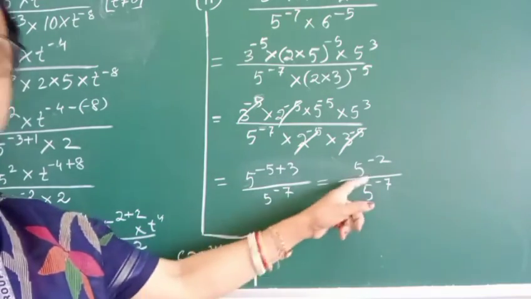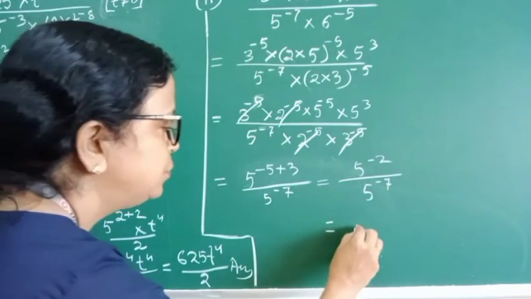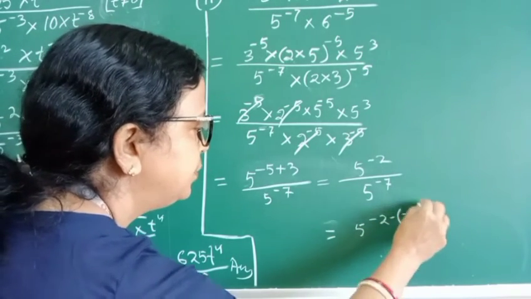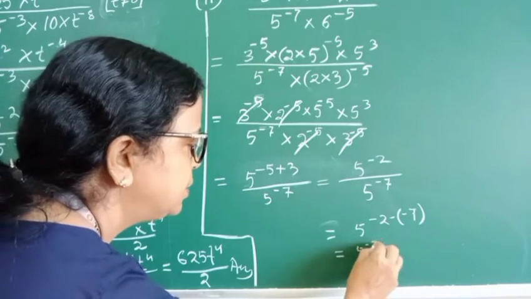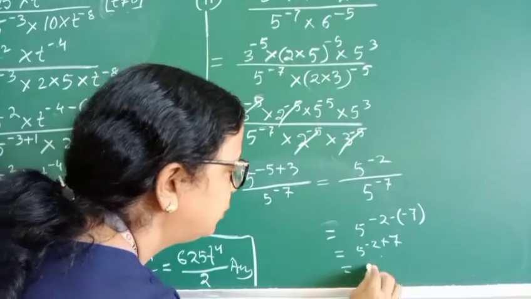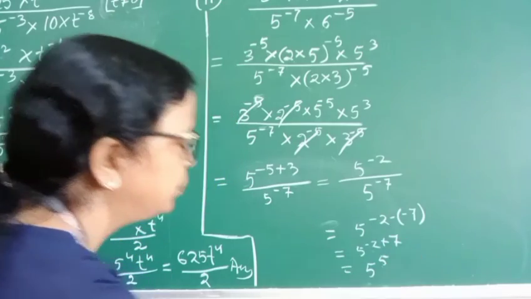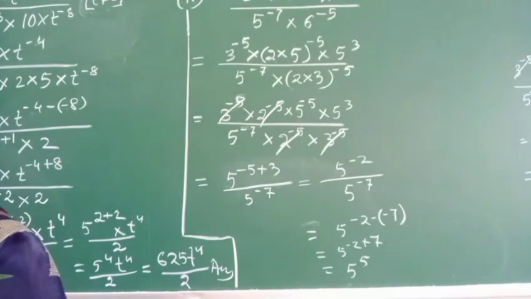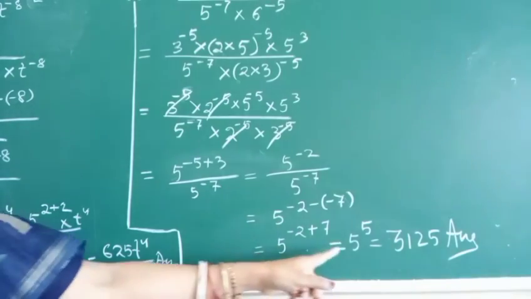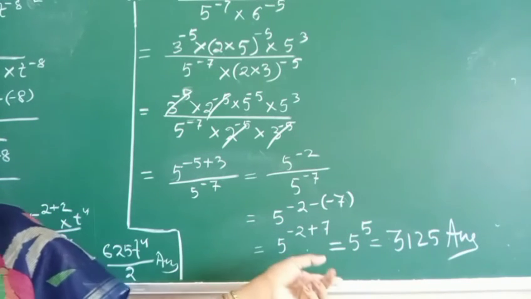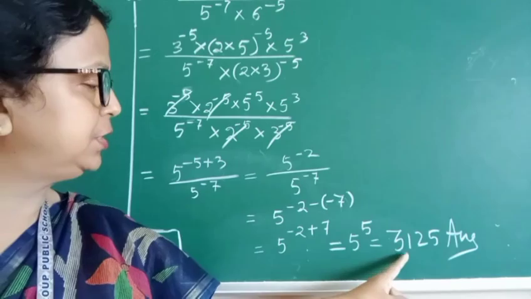Now they are in division condition, so what you can write? 5 to the power minus 2 minus 7, that is 5 to the power minus 2 plus 7, or 5 to the power 5. You can keep the answer in this way also, or you can give the answer 5 to the power 5 also, or if you multiply, 5 4s are 625, in the previous sum you have seen, and 625 into 5 you will get 3125.